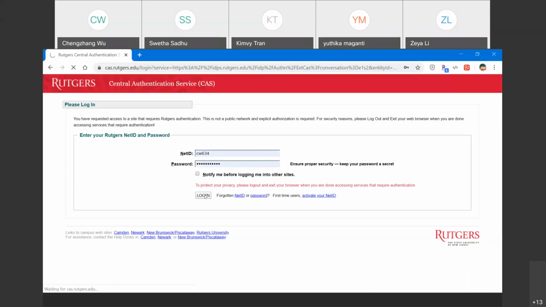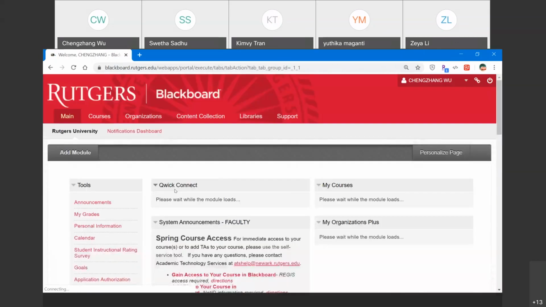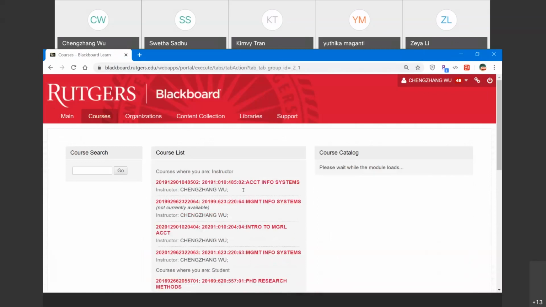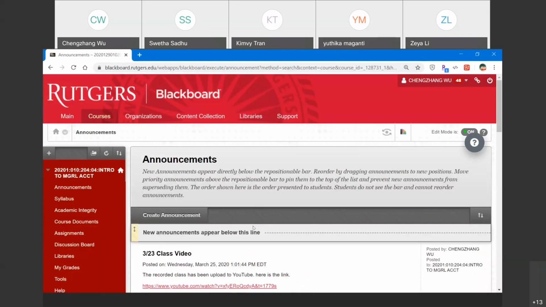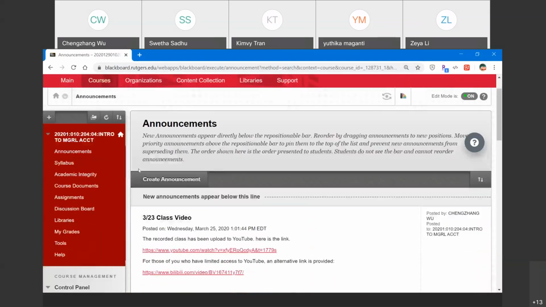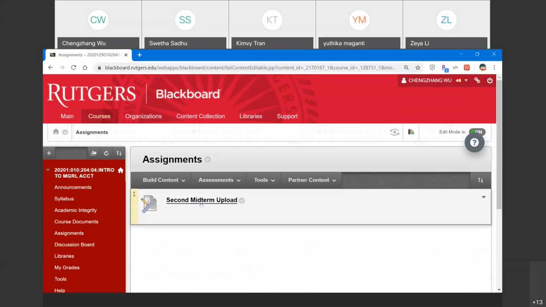You log in and you find the managerial accounting class. Now you go to assignment, right here. You go to assignment. Here you can find this assignment, second midterm upload. You click in.